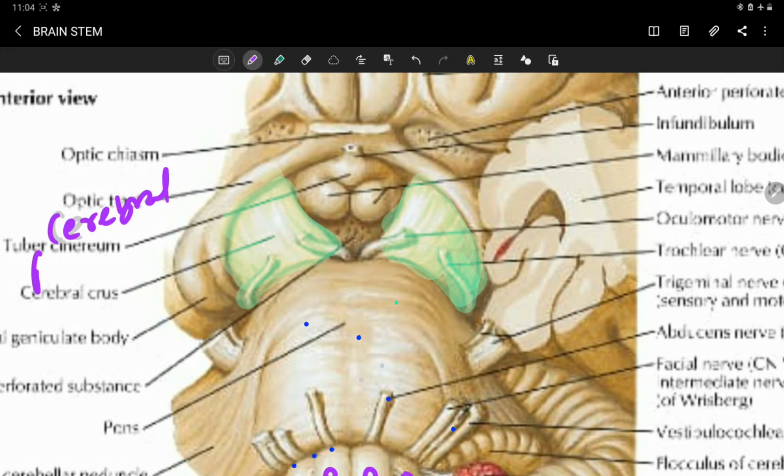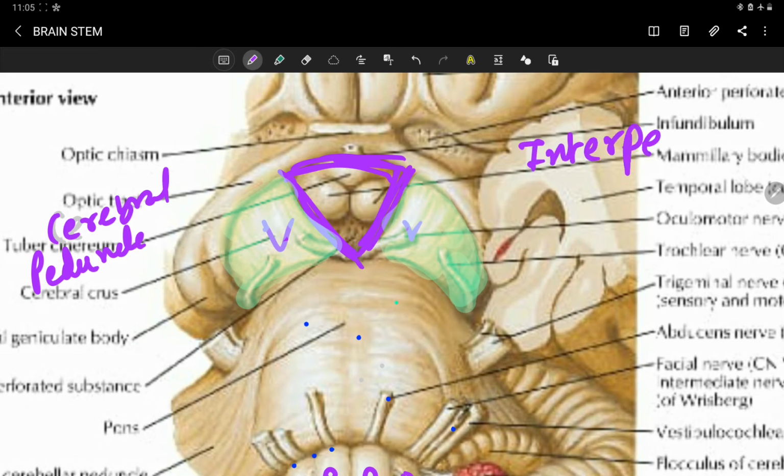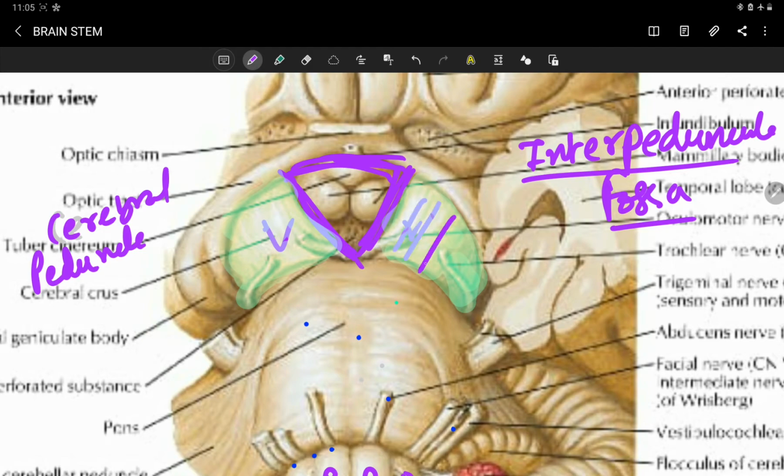And you can see this fossa in between the two cerebral peduncles. This fossa is called your interpeduncular fossa. So in the ventral aspect of the midbrain, you can see two cerebral peduncles and one interpeduncular fossa.